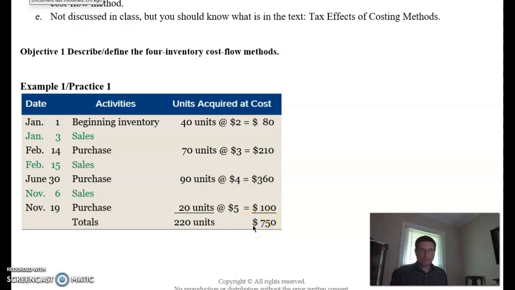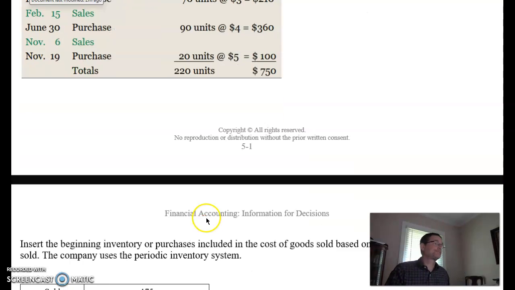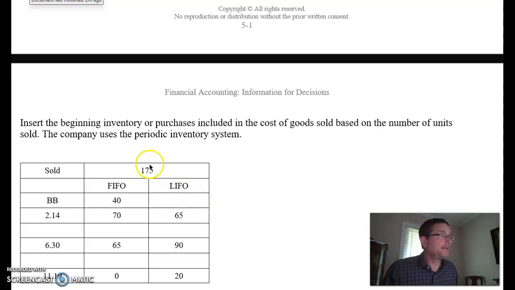So, review from chapter 4. That is cost of goods available for sale. As you recall from chapter 4, what you start with and what you buy is what you have available. Makes sense, right? So cost of goods available for sale, COGAS, is $750, and the number of units available during the whole period that could have been sold was 220. All right, so let's say there's 175 units sold.